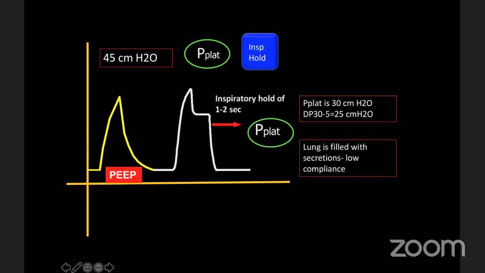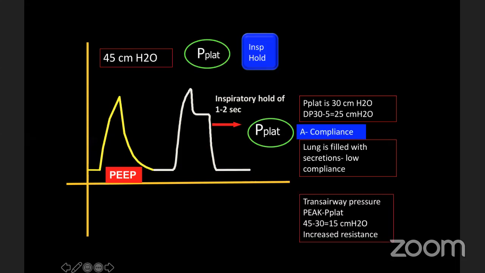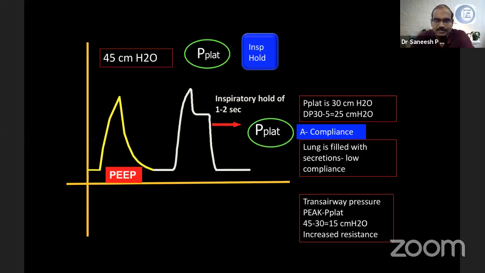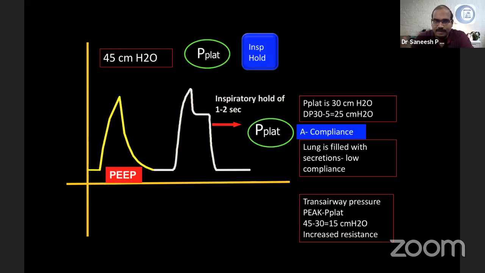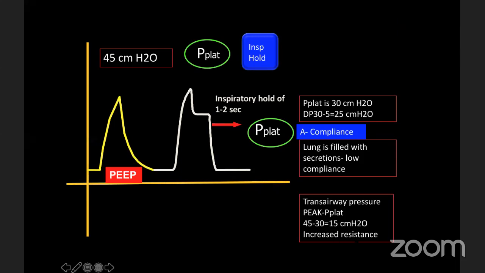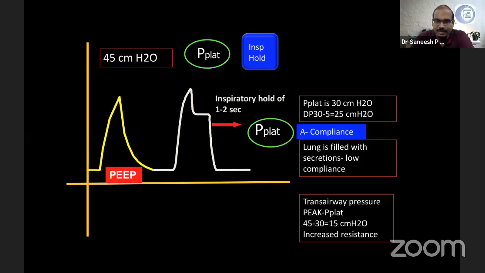Then the trans-airway pressure is high, because PIP minus P plat is equal to trans-airway pressure. So that means there is an obstruction, a resistance in the airway. So we have to give some nebulization or bronchodilator to reduce the airway resistance. But if you take the peak pressure as 45 and the plateau pressure of 30, the trans-airway pressure is still more than 8 to 10. So definitely the problem is not only with the airway, but also with the lung.